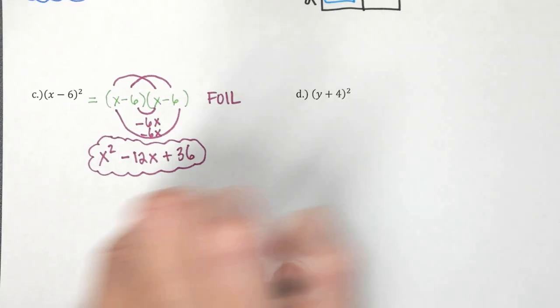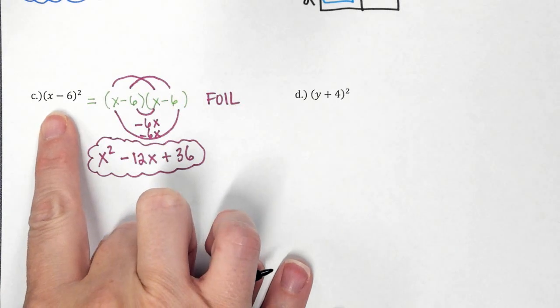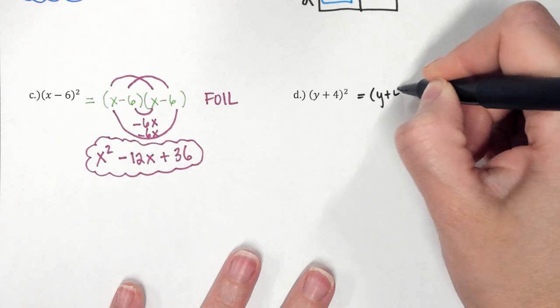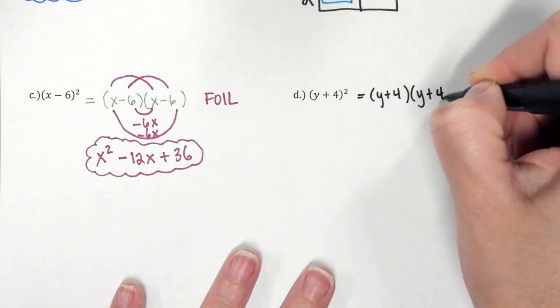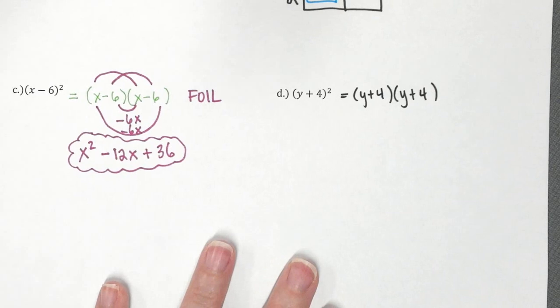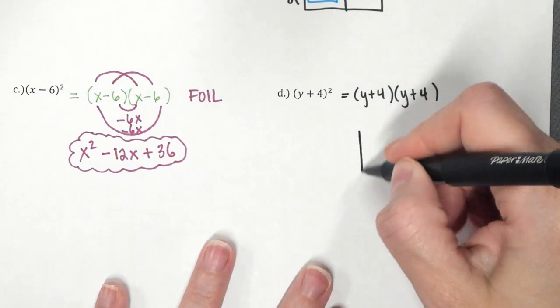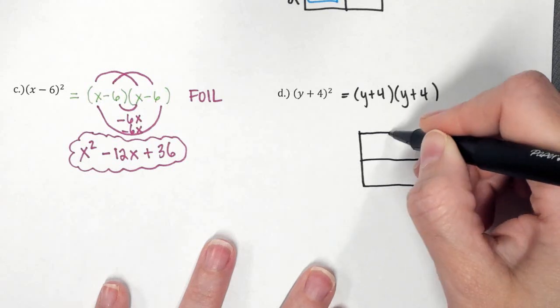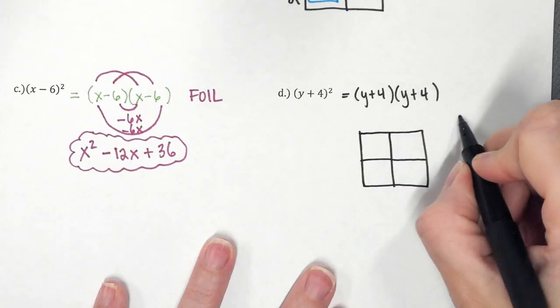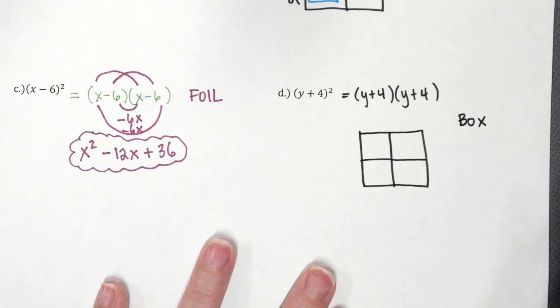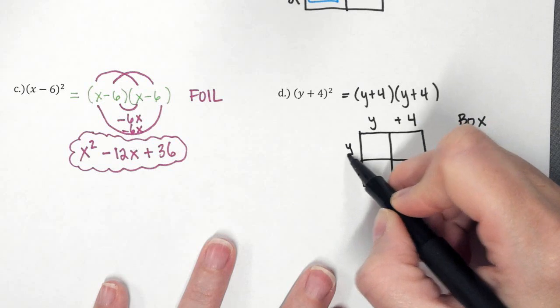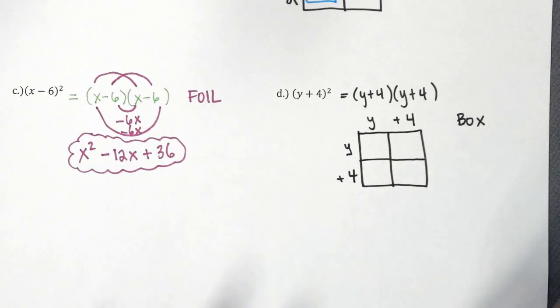Okay, so for D, this is a similar setup here where you have the squared. So remember that you're doing y plus 4 times y plus 4. Okay, so we're going to set up the box method for this. And then like I said, when you do this on your own, you can choose, and you only have to do it one time. So a y plus 4 and a y plus 4. Okay, I'm going to give you a minute to fill in the box.